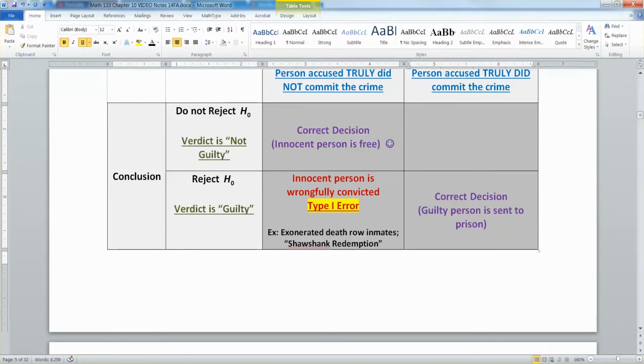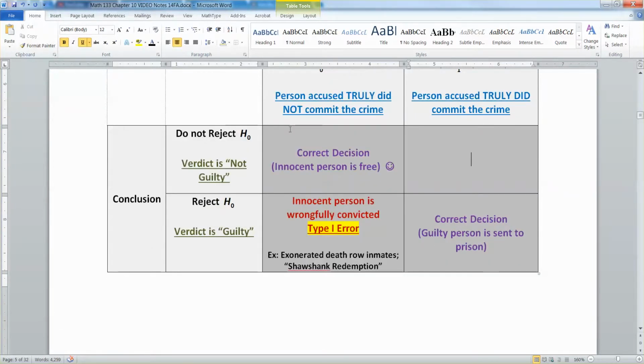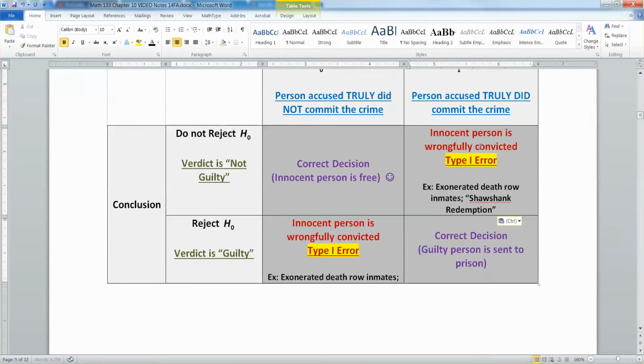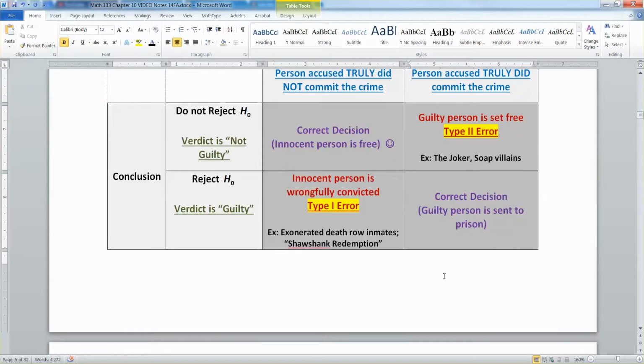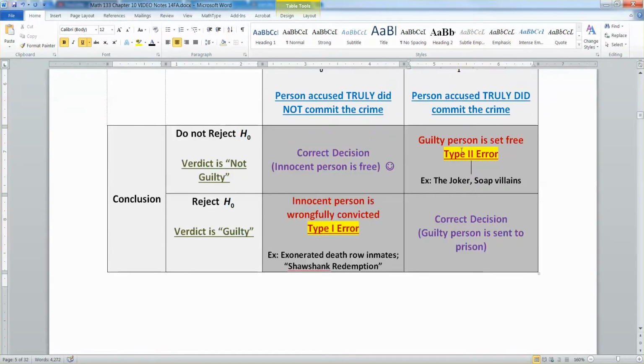All right, now a type 2 error would be the opposite. It's when a guilty person is not convicted. A guilty person is let go. So let me paste this in here. There we go. So a guilty person is set free.